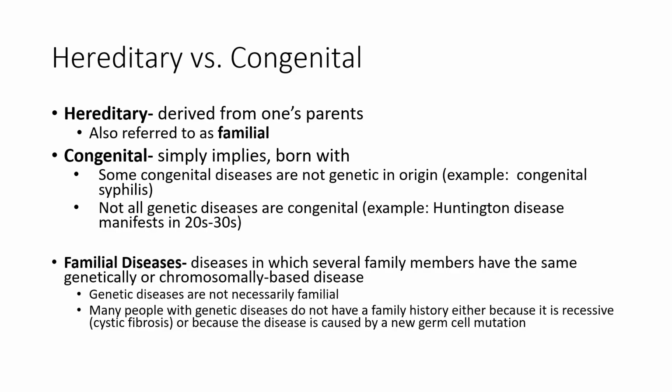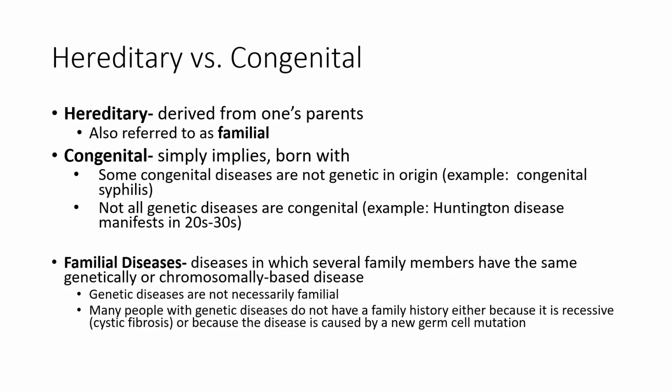Now let's bring in familial diseases, which sounds straightforward but has nuance. Familial diseases are conditions where multiple family members are affected by the same genetically or chromosomally based disease. But, and this is important, genetic does not automatically mean familial. Many people with genetic diseases have no known family history. Why? Two big reasons. The disease may be recessive, like cystic fibrosis. Carriers don't show symptoms. Or the disease may result from a new germ cell mutation, meaning it starts with that individual. You can absolutely be the first one in your family to win the genetic lottery.